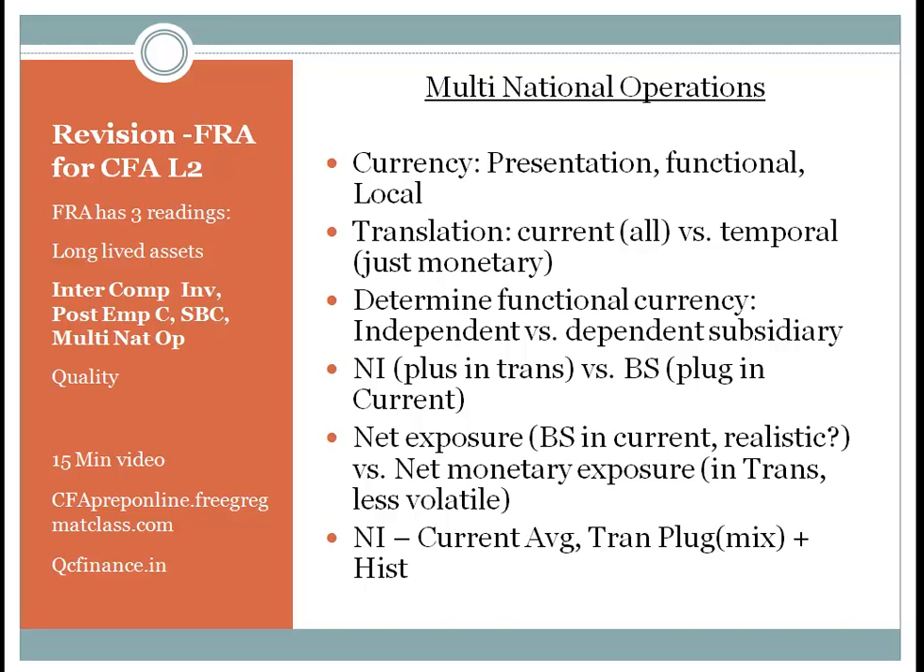In the all-current method, the plug is your net income, and in the temporal method, sorry, your plug is the balance sheet. So you would translate everything the current way, and you would translate everything in your net income using the average rate. The difference would be used as a plug. Now there would be different results when you use both of them, and they arise because of the use of historical prices.